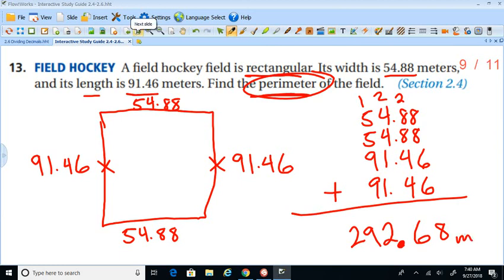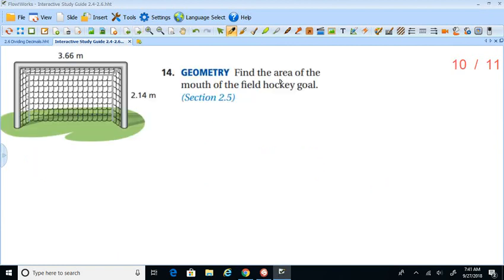Find the area of the mouth of the field hockey goal. So for the area, the mouth is going to be right here, the front section, which is simply a rectangle. Area of a rectangle, area is equal to length times width, as you should remember from 4th and 5th grade. So it's really just 3.66 times 2.14.